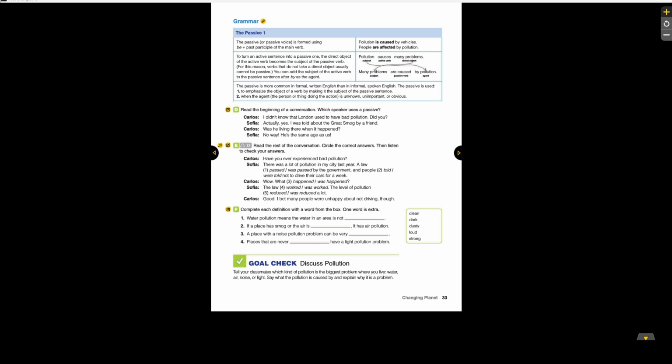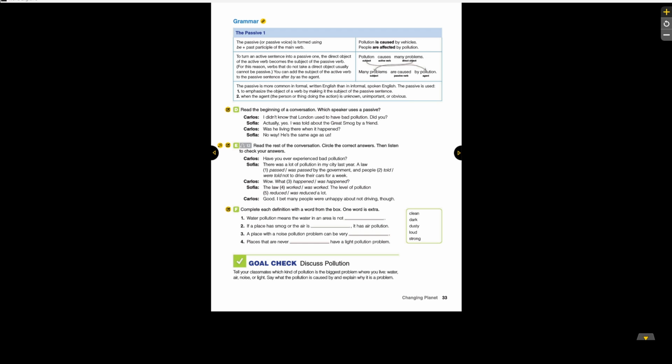Now, how do we form the passive? All right, again, reading from the book. The passive, or the passive voice, is formed using be plus the past participle, or past tense, of the main verb. Examples: Pollution is caused by vehicles. People are affected by pollution.